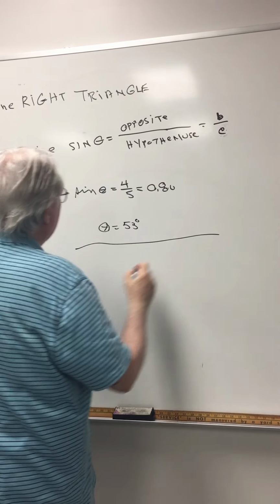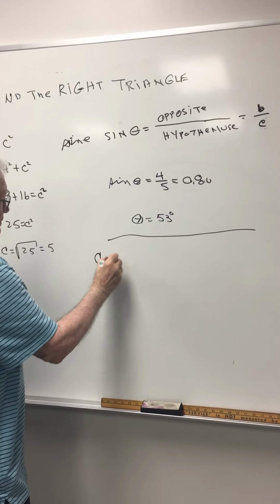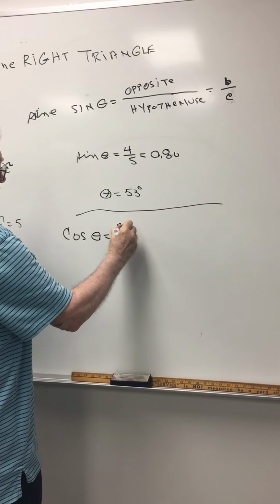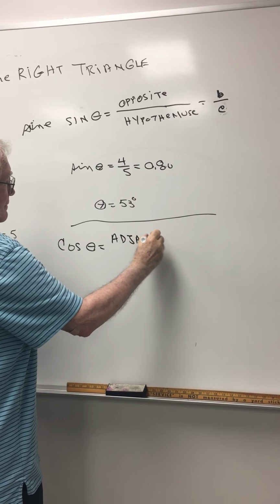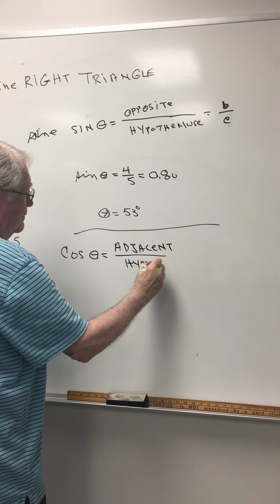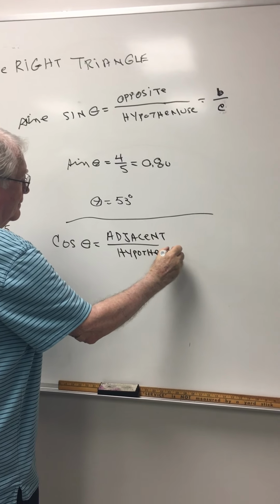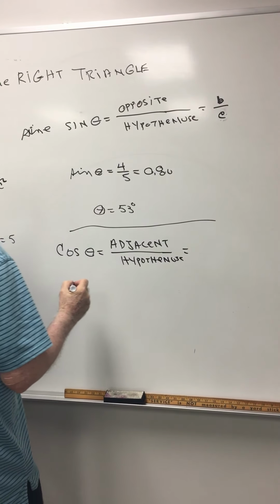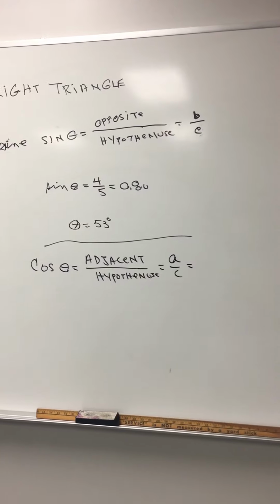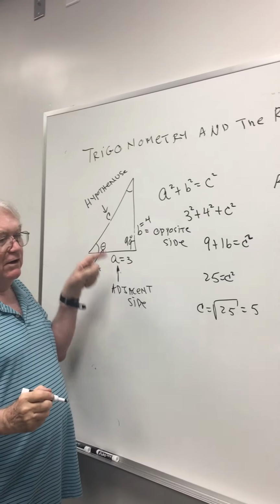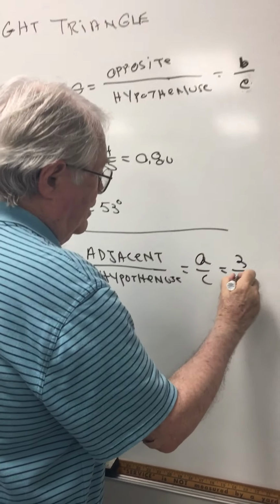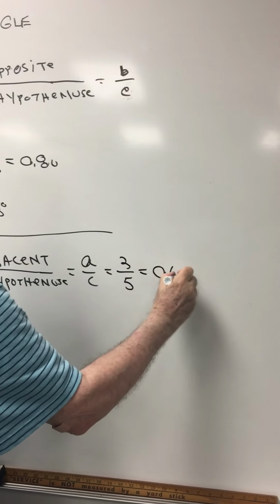Now, if you don't want to use the sine, you can use the cosine. The cosine would be the adjacent over the hypotenuse, and that's going to be A over C. The value of A was 3, and the value of C is 5. So A, 3, divided by 5, comes out to be 0.60.